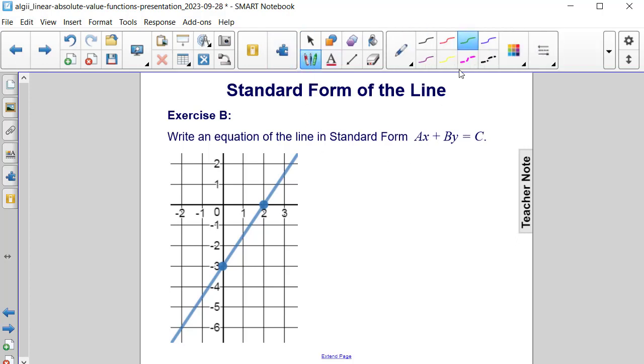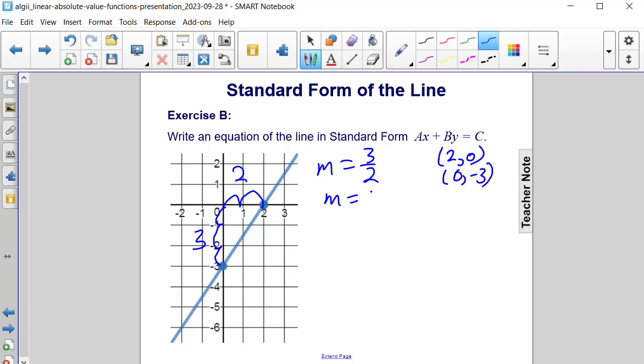Well, we can see from the graph that from one point to the next we have a rise of 1, 2, 3, and we have a run of 2. Therefore, the slope of this line is going to be 3/2. You could also find this using the slope formula. You have the points (2, 0) and (0, negative 3).